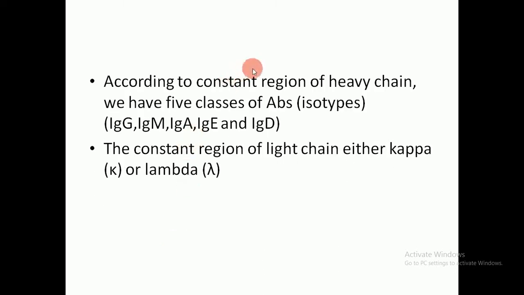According to the constant region of the heavy chain, we have 5 classes of antibodies. They are called the isotypes, which are IgG, IgM, IgA, IgE, and IgD. The constant region of the light chain is of 2 types, either kappa or lambda.